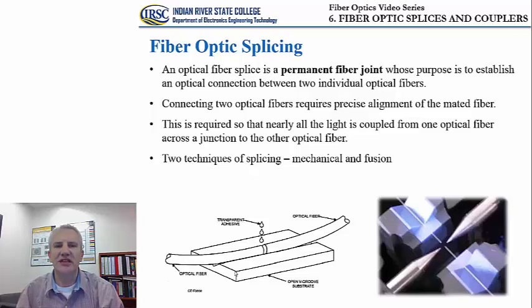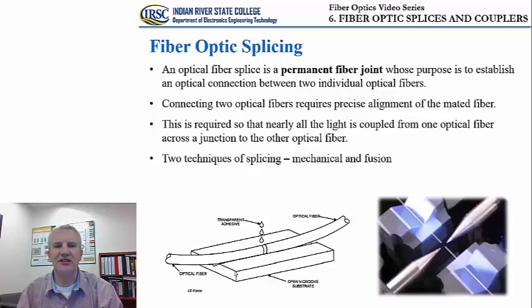There are two distinct techniques for how fiber optic splicing can be performed, and those would be mechanical splicing and fusion splicing. We are going to be covering both of them. On the left side here, you can see an example of mechanical splicing where two optical fibers are brought in close contact, and then a certain transparent adhesive was put in the junction between the two.